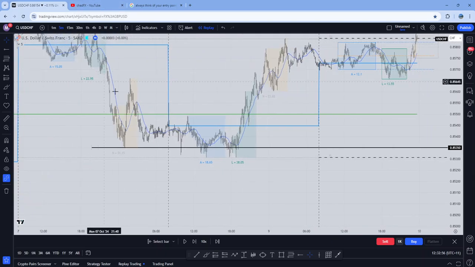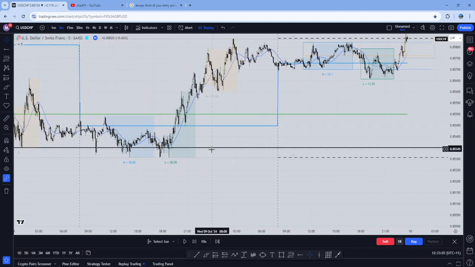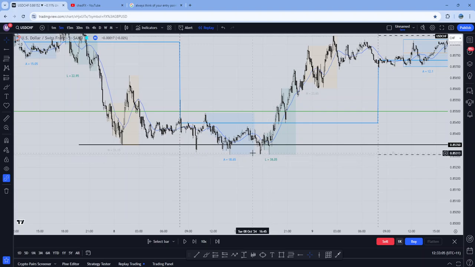Now we're at the 5-minute. As you can see, this is the blue box, the Asian session. I'm trading the London session, which is the green box here. As you can see, the price goes down into the London session, takes out the low of the Asian session, and we're at the low of the week. Price comes up, retests the moving average, which is the 20 moving average, and continues going up to the blue line, which is the opening price of the day.